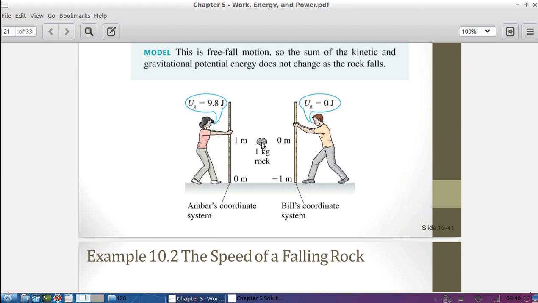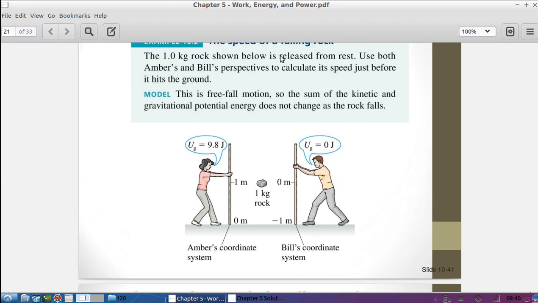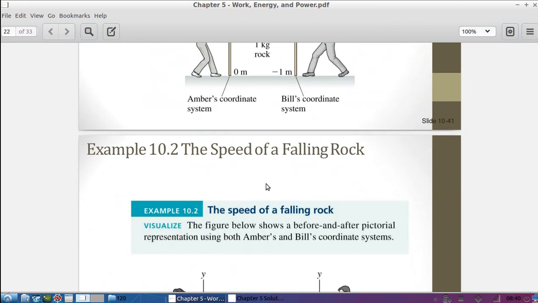The rock is going to be released from rest, right? So it's got an initial kinetic energy of 0 for both people. Kinetic energy is 1/2 mv squared. If you're released from rest, velocity is 0. So this object has no kinetic energy according to Amber and Bill when it's released.